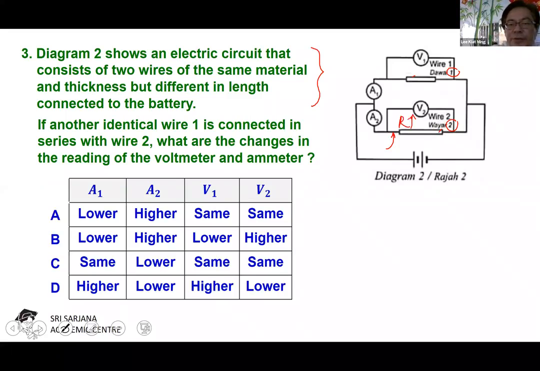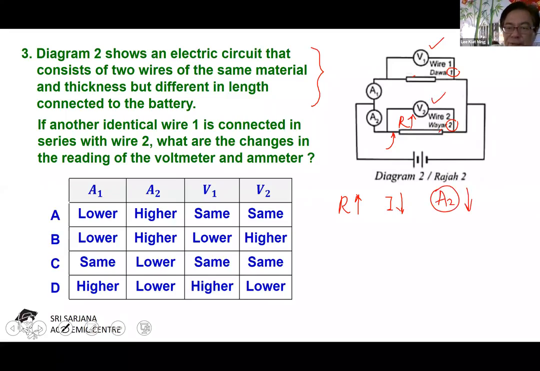Let me show you the relationship. When the R that I put is higher, then the current that flows becomes lower. Your reading for A2 is going to be lower because the current flows through A2. And what about your BU1 and BU2? We don't disturb them.